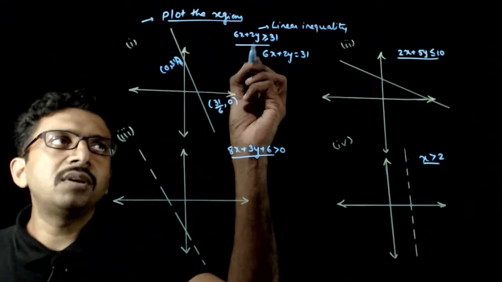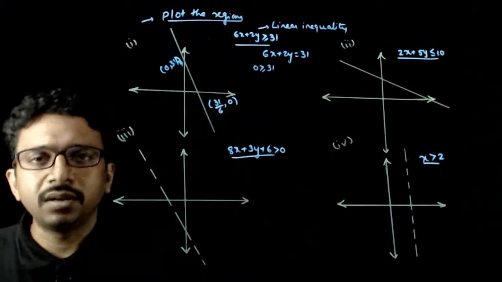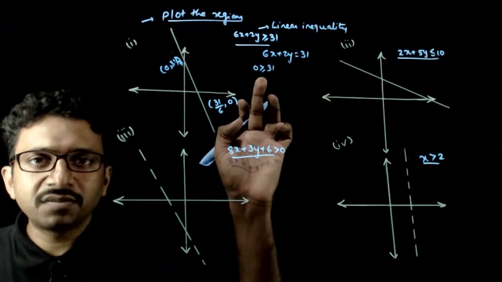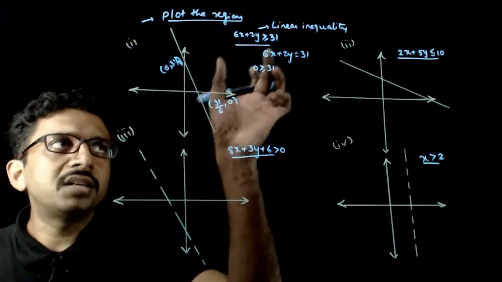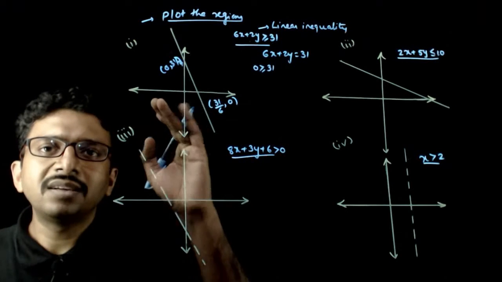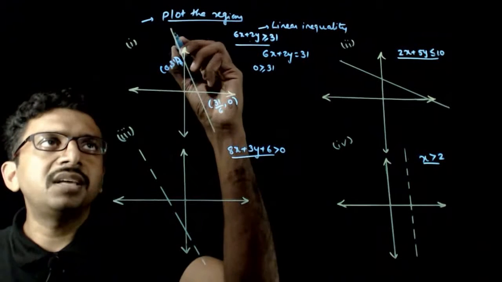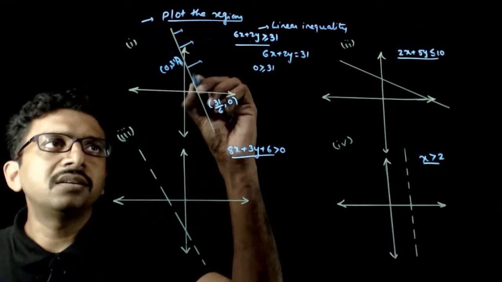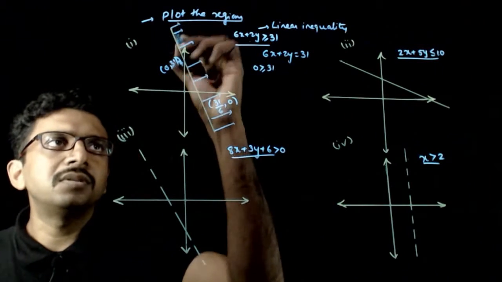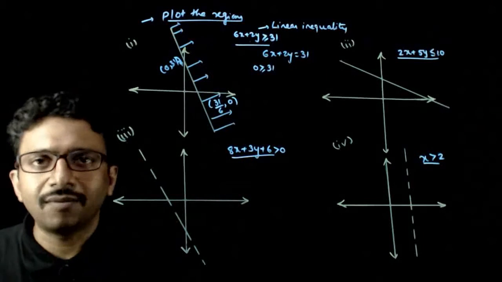If you put x is equal to 0 and y is equal to 0, you are getting 0 greater than or equal to 31. Can you see that this is false? That means the origin is not satisfying this inequality. So you have to go to the side which does not contain the origin. The solution is the region which is not containing the origin, so the whole region on this side of the line satisfies this inequality.